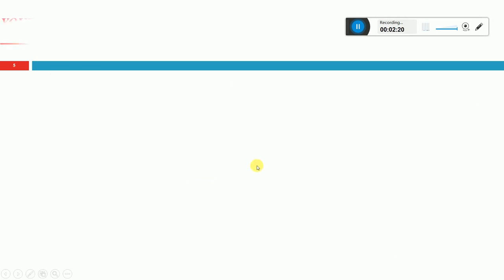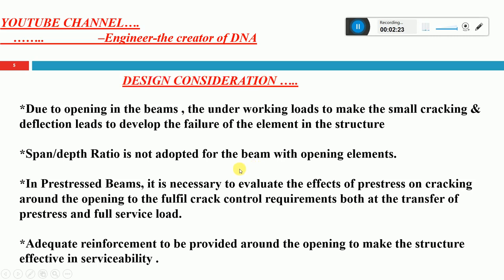Then we will see the design considerations which we have to look at. First, what is the concept behind the failure of a structure? Due to openings in the beam, under working loads there is small cracking and deflection, which leads to the failure of the element in the structure. When we make openings in the beams, initially they make small cracking, followed by deflection, and then the development of failure of the element.